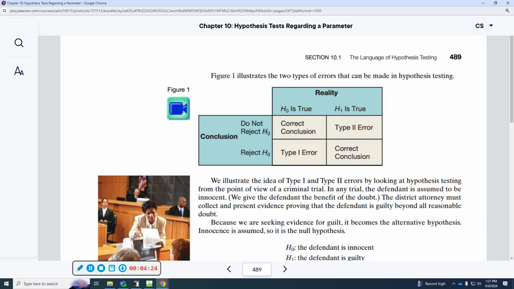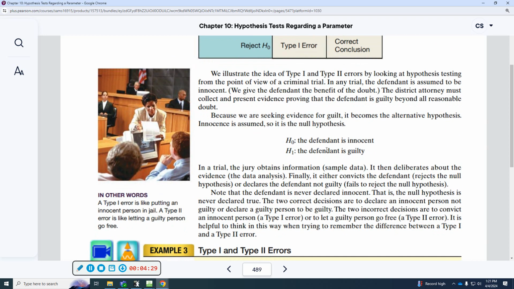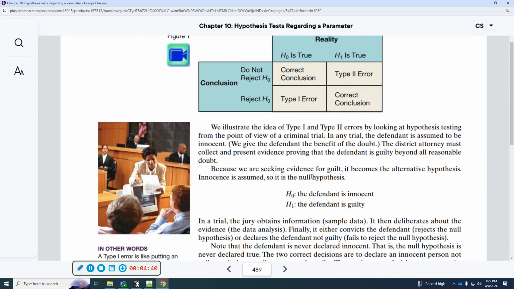Here's a little table, a 2x2, showing you exactly what we just read. And then it goes into a court system. We are trying to describe these types of error with a court system. So we don't really say a defendant is innocent. We say either they're guilty or they're not guilty. We assume innocence, and then we're trying to prove beyond a reasonable doubt that they are guilty, or we don't have enough evidence, and so we say that they are not guilty. We do not say innocent.